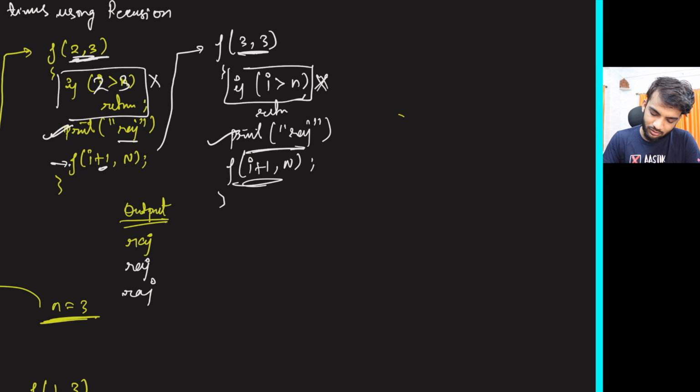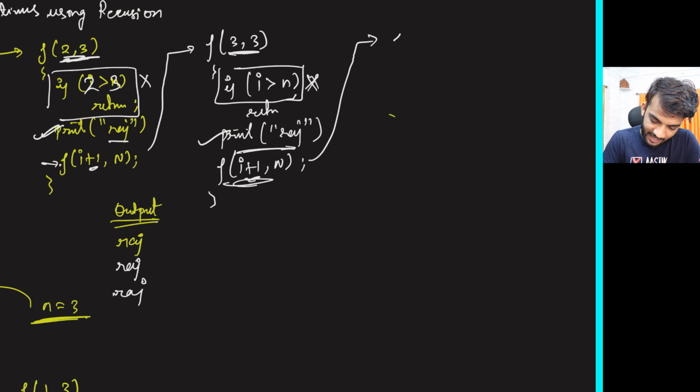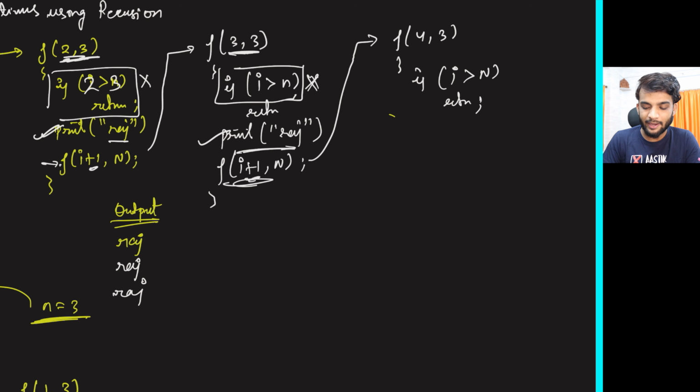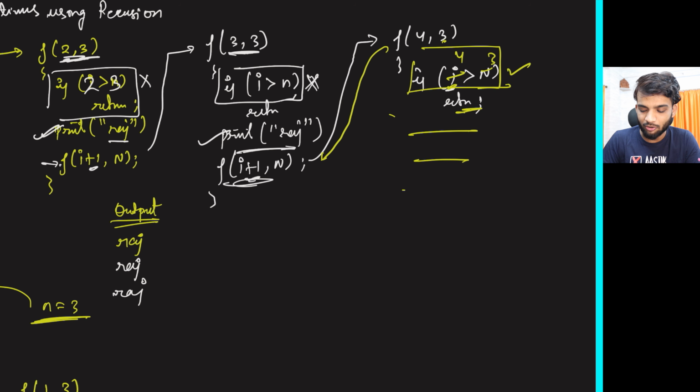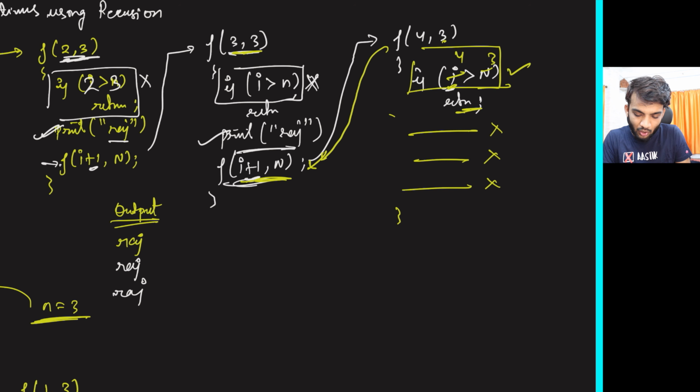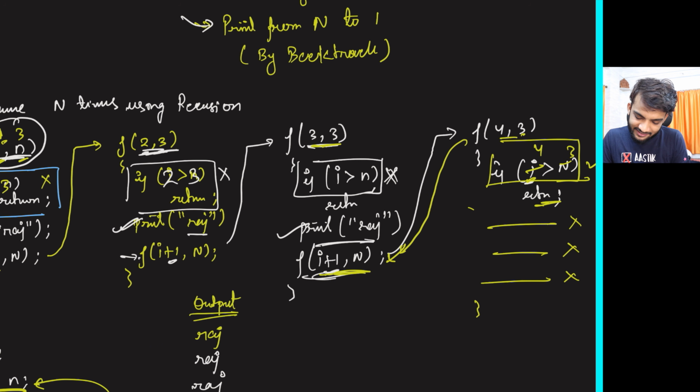Now f of 3 3 calls I plus 1, which is f of 4 comma 3. And this moment, if I greater than n, then return becomes true. Why? Because I is 4, n is 3, and this comes out to be true. Thereby you are returning. So the moment you're returning, these lines will be of no use anymore. So you return. Now this is done. Now remember f of 3 3 called f of 4 3. So you can show it in the recursion tree as well. Okay. So this is done.